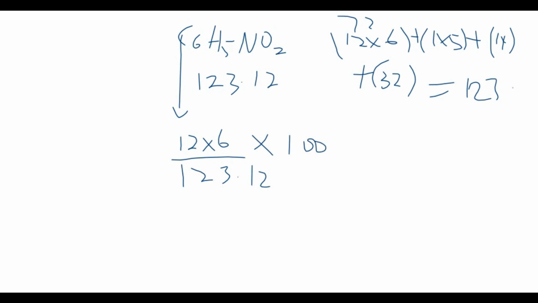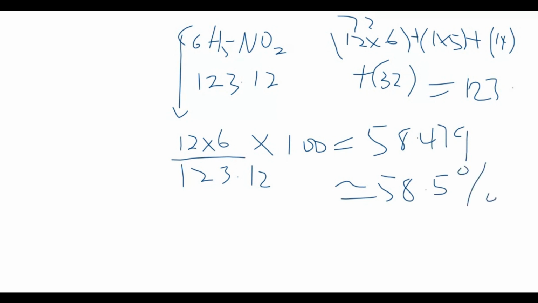Okay, when you solve for this, you are going to get 72 divided by 123.12. So I'm going to have about 58.5%. Okay, so this is 58.479. So let's say 58.5%. Okay, and then you repeat the same process for the rest of them, and then you get their individual components.